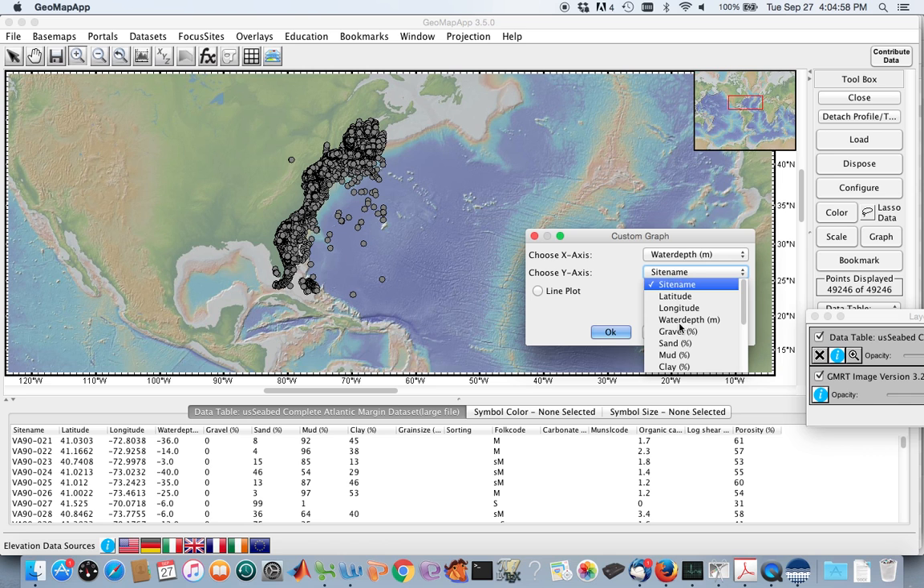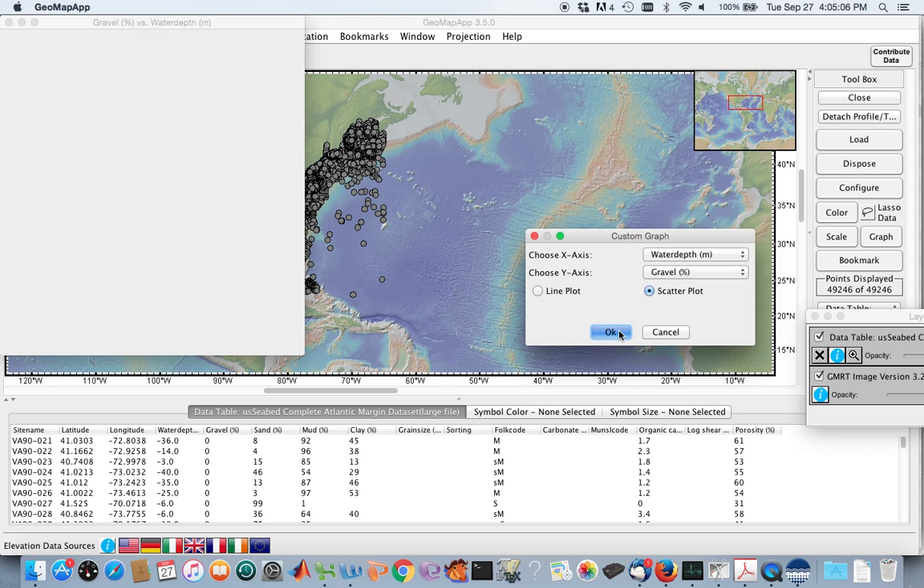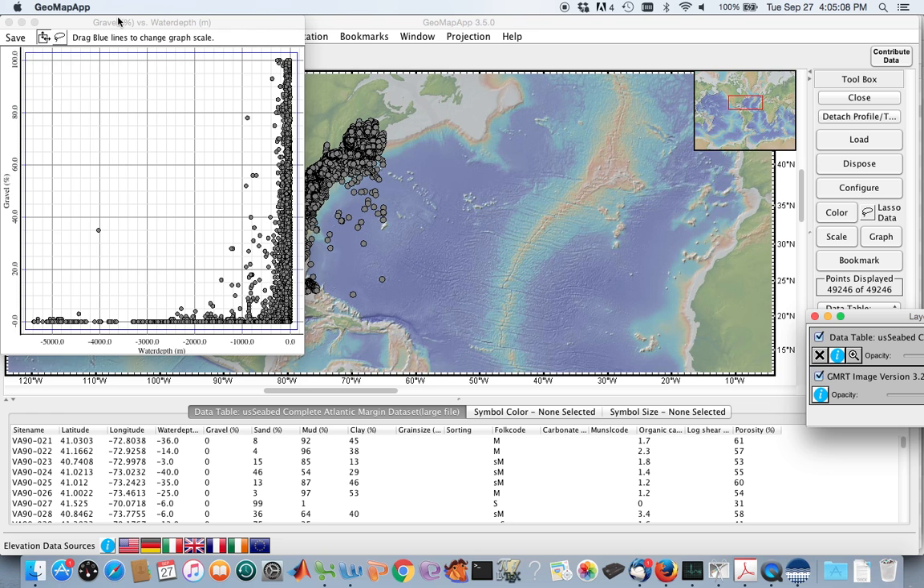So let's look at how the percent of the seafloor sediments that are gravel changes with water depth, or with distance away from the coast. So here we have the percentage of seafloor sediments that are gravel, so that ranges between 0 and 100%. And on the x-axis here we have water depth, okay, from 0, that's 0 depth, to very large depths, way out here.